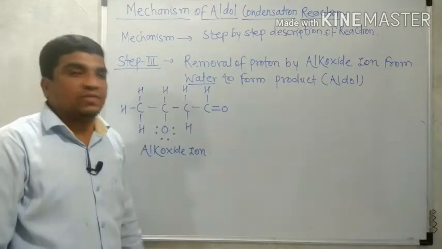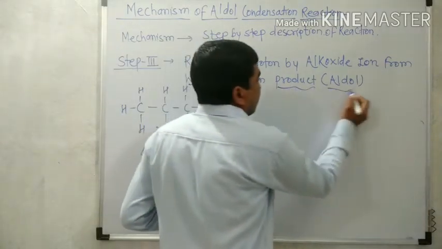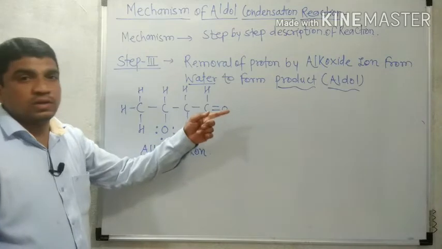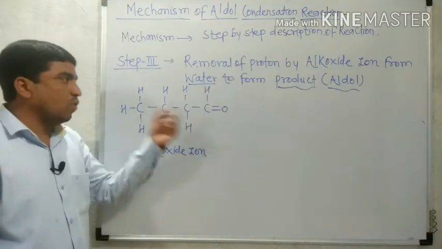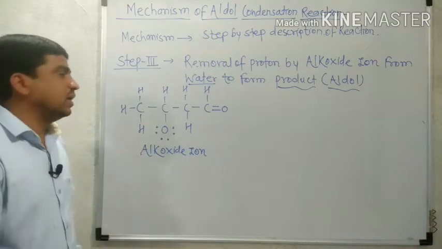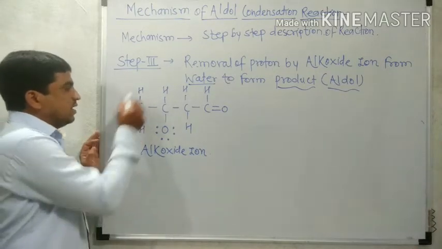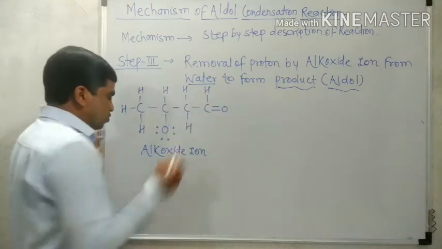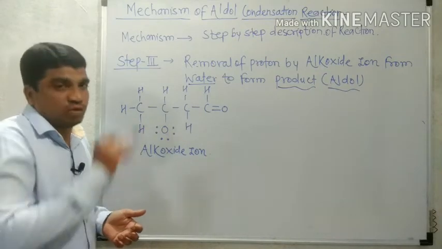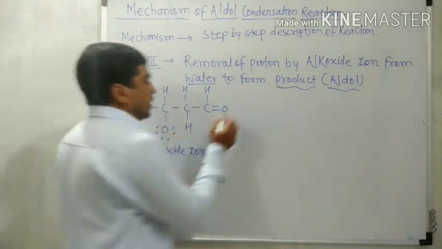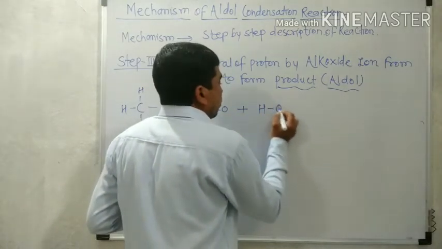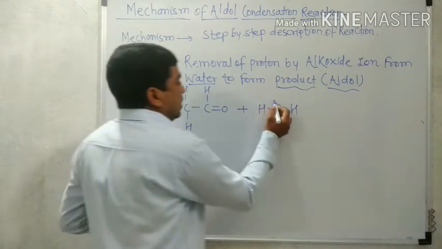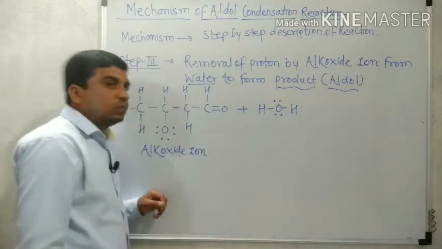And what happens after this? The product, the aldol, is obtained. So the last step is removal of a proton, H plus, by the alkoxide ion from water to form the respective product. Now we know that CH3CH(O-)CH2CHO, with oxygen having three electron pairs, is the respective alkoxide ion from the previous step. That alkoxide ion removes the proton from water. Water is HOH, H2O.